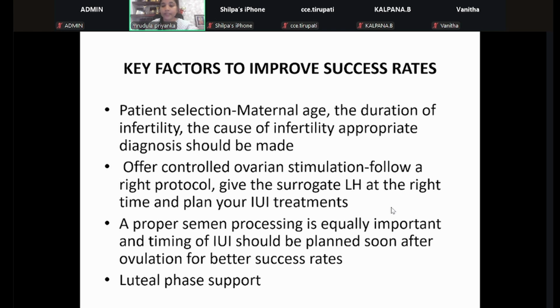Then the luteal phase support. Is luteal phase support required or not required? As we are stimulating the ovaries, we are iatrogenically disrupting the HPO axis. There will be supraphysiological levels of E2, and also there will be a shortening of the follicular phase and also the luteal phase. So this needs luteal phase support, for which progesterone can be given, oral progesterone or vaginal progesterone.